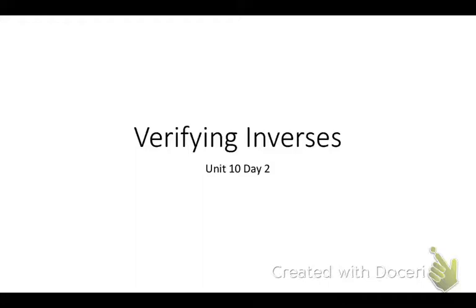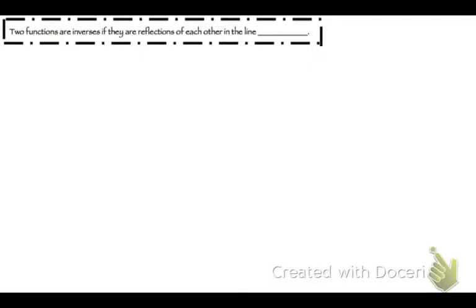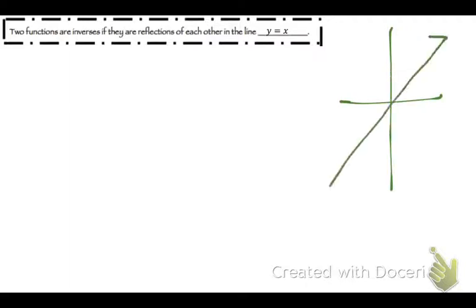Okay, verifying inverses, Unit 10, Day 2. Two functions are inverses if they reflect over each other in the line y equals x. So if you have your coordinate plane, y equals x is just this line right there. They have to reflect over that line.